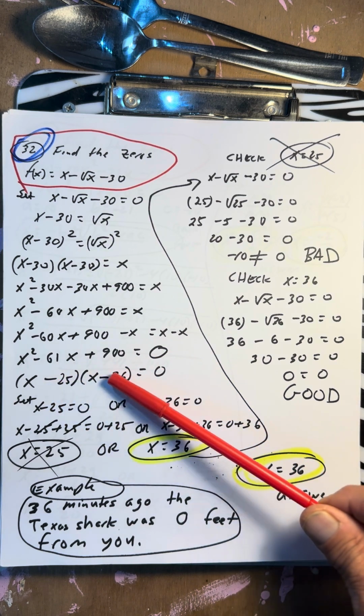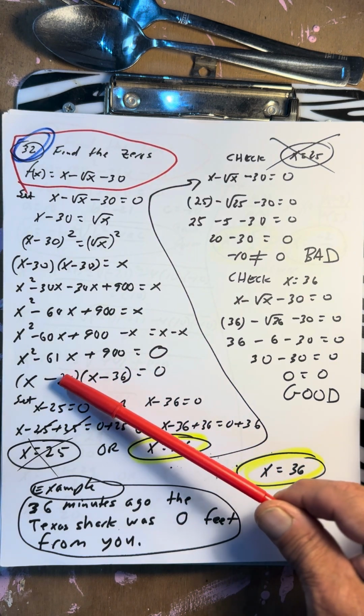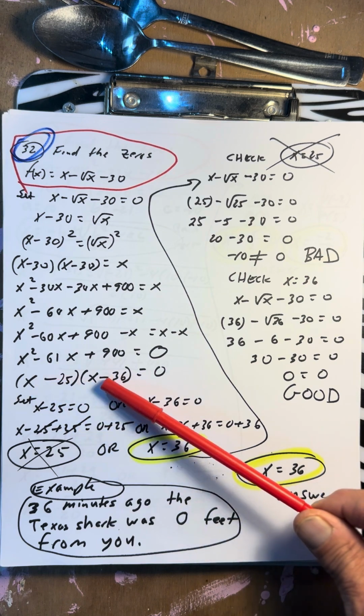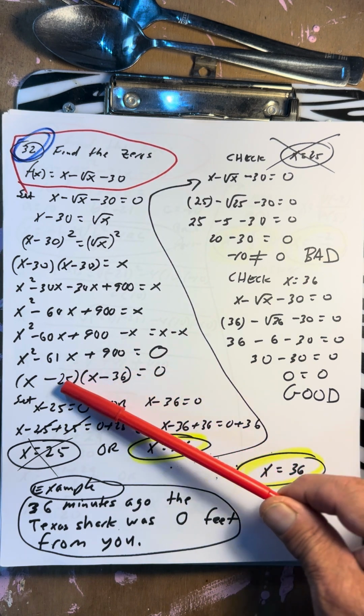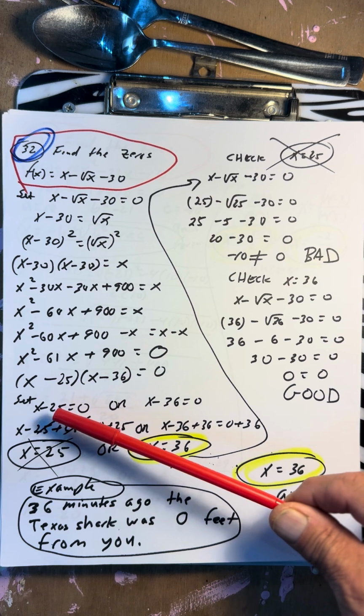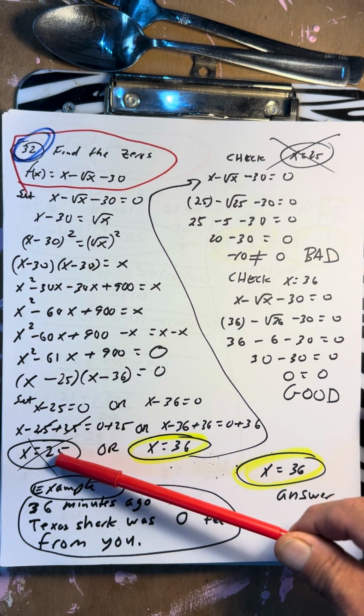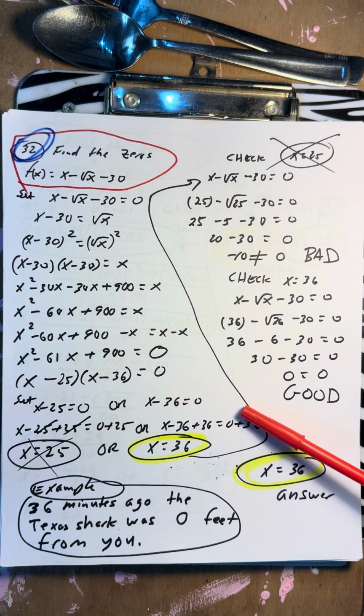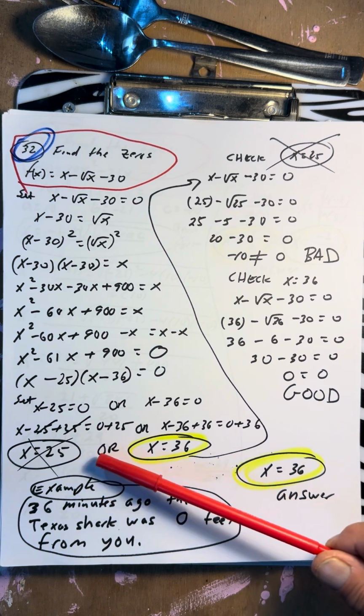So now this factors into two numbers. I'm going to tell you that's what it is. I did it on my calculator. So x minus 25 and x minus 36, since 25 times 36 is 900, and together they make negative 61. So x minus 25 equals 0, add 25, x equals 25. X minus 36 equals 0, add 36, x equals 36. So 25 and 36 are possible answers.